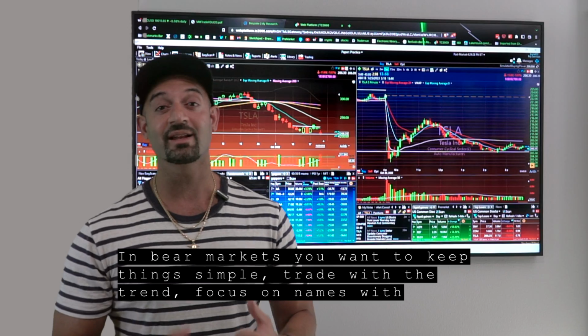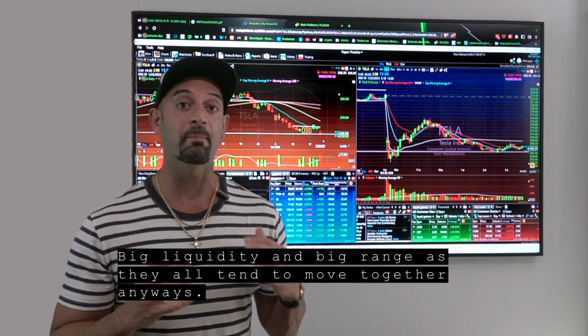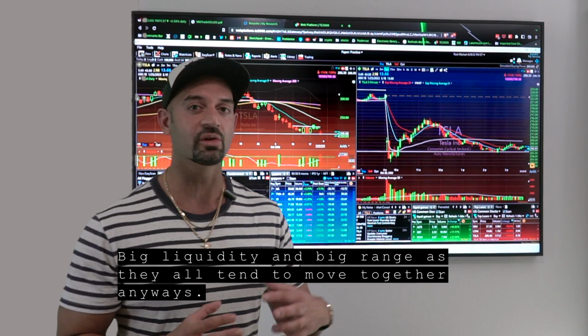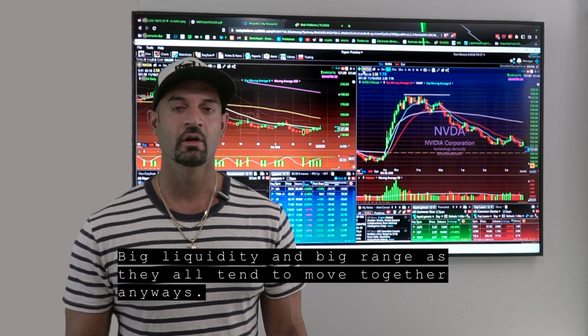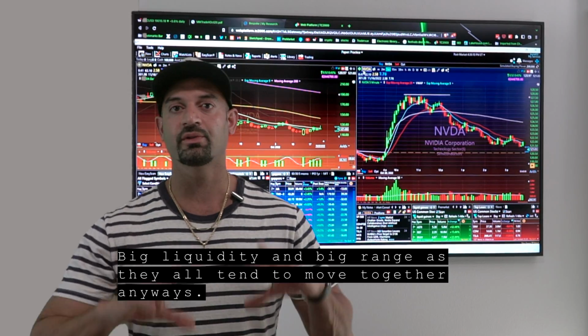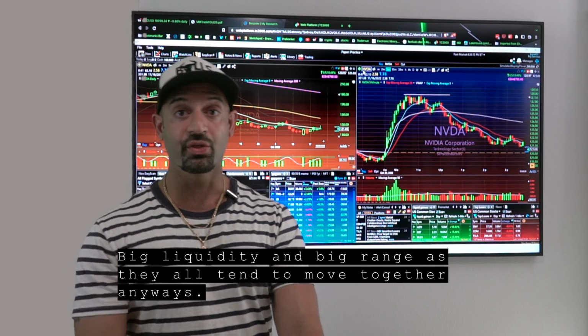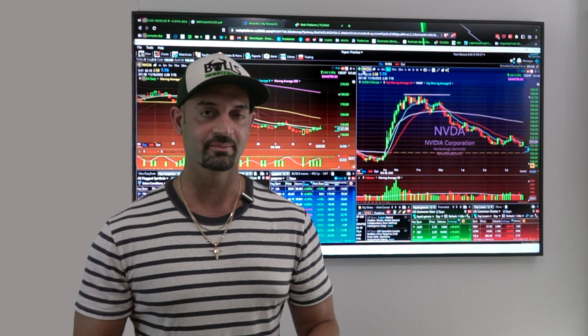You want to focus on names that have big liquidity and big range, as they all tend to move together anyways. So let's talk about this setup that I call the ATR Short.